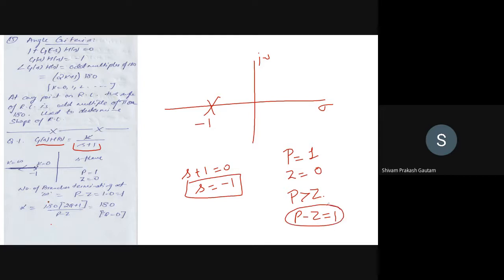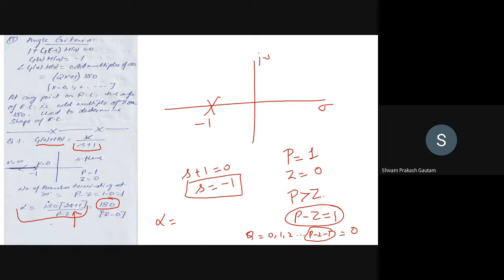Now for this, you can calculate the asymptotes. That is angle alpha, and angle alpha, you can see it is given by this formula, 180 degree into 2q plus 1, where q is equal to 0. Why q is equal to 0? Because q will range from 0, 1, 2 to p minus z minus 1, where p minus z is already 1, so p minus z minus 1 will be 0. So value of q will be equal to 0 only. So you can substitute the value of q is equal to 0 here, and you will be getting angle of asymptote as 180 degree. Now you have got the asymptote.